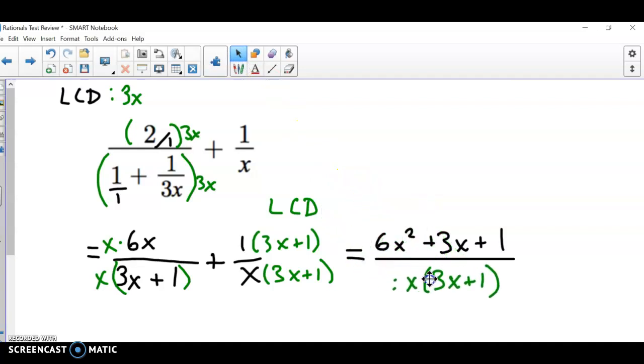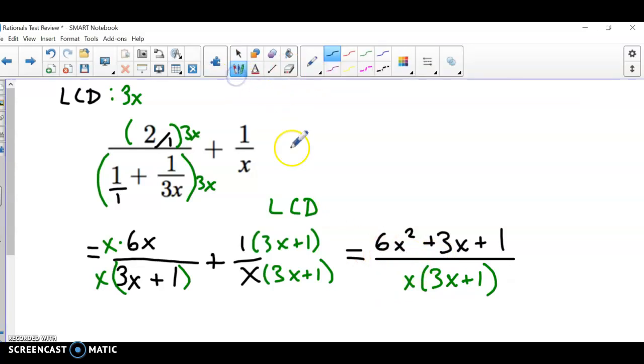See if I can, yeah, I can move this. Good. Okay, so this is what I end up with. And unless your answer choices decide to distribute that x in, you can leave it just like this. That is my answer here.